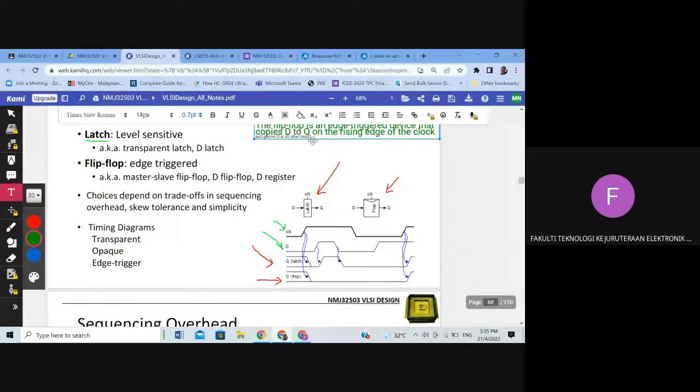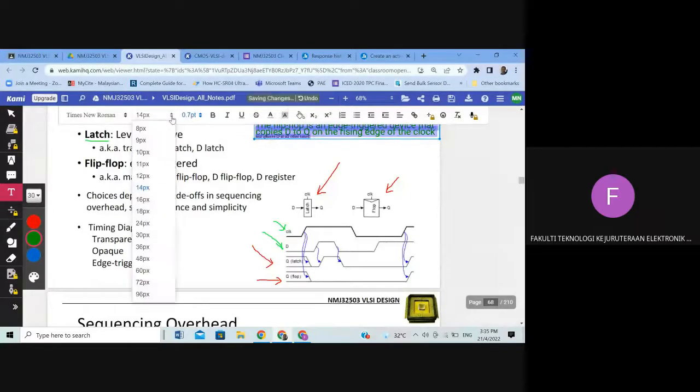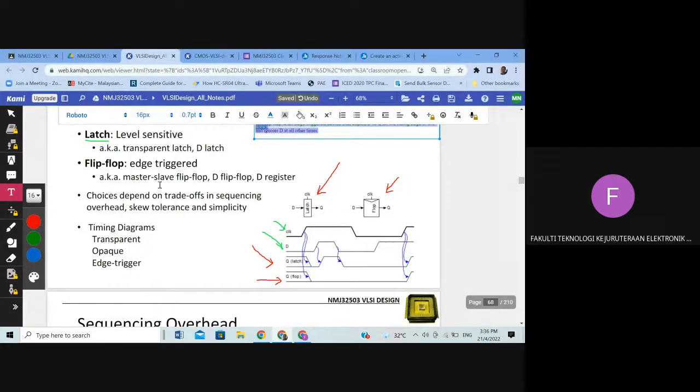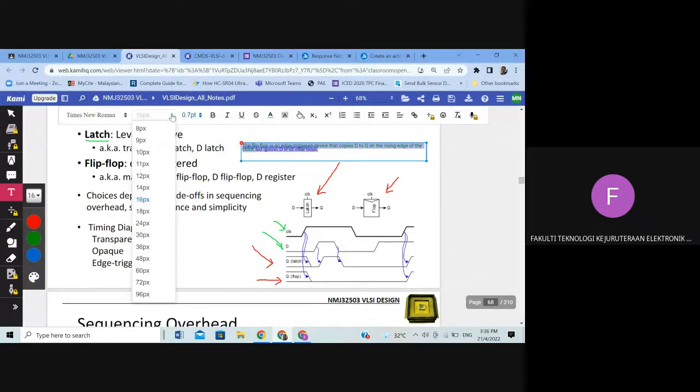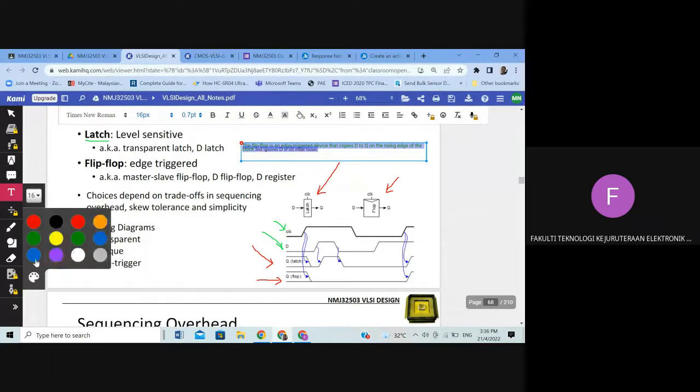We have to have a response. To make the font standard. Okay. All right.